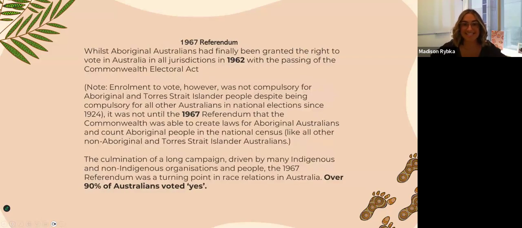Jumping into the 1967 referendum, it starts in 1962 with the passing of the Commonwealth Electoral Act. However, it wasn't until 1967 with the referendum that the Commonwealth was able to create laws for Aboriginal Australians and count people in the national census, again, which I said last week is so wild. 1967, they weren't counted as people before then. And then it jumps into over 90% of Australians voted yes. That happened not too long ago as well.